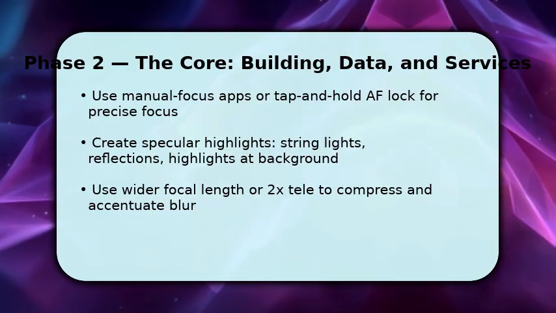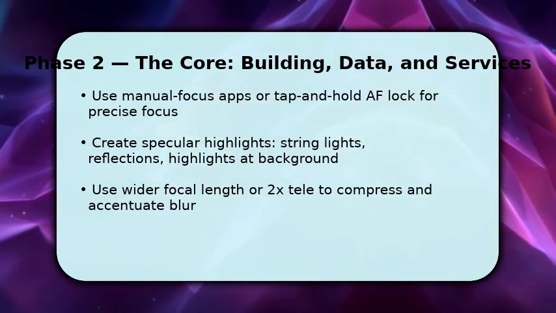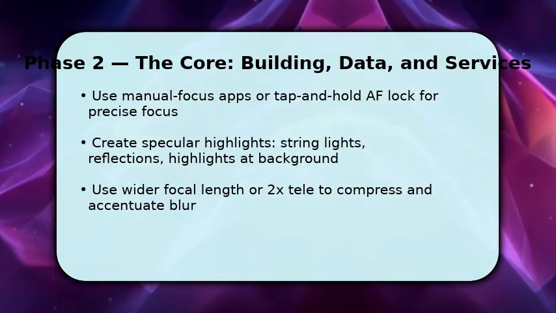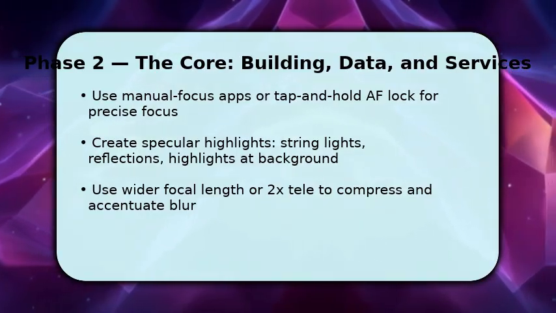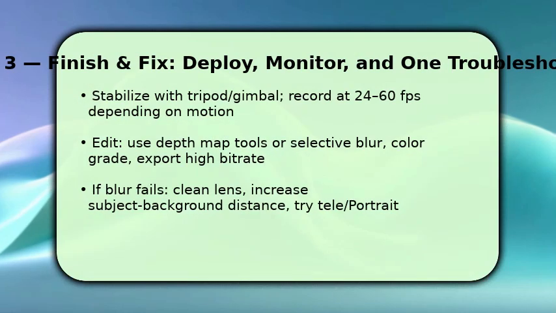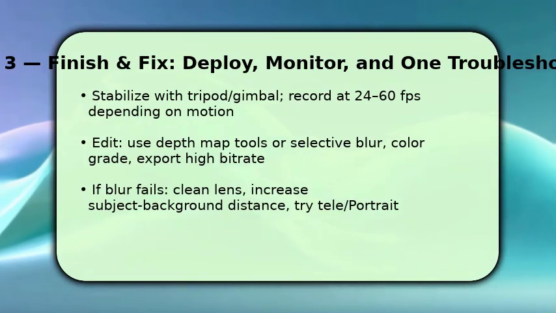Add small, bright background highlights, string lights, chrome, or sun through leaves to turn blur into attractive bokeh balls. Finally, adjust exposure and white balance so highlights don't clip. You finish by stabilizing and recording clean takes.